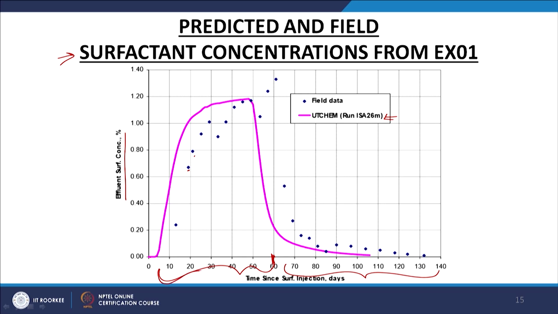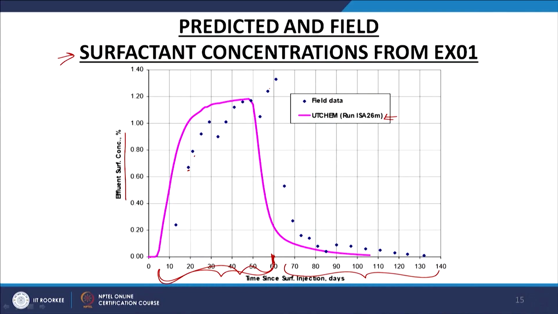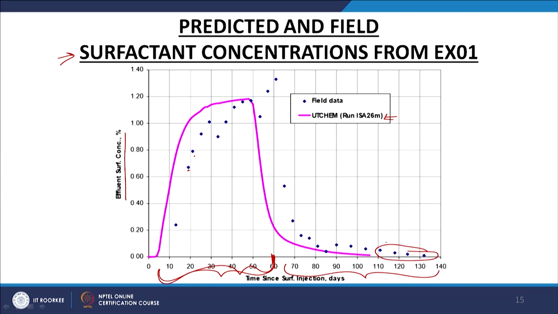Initially you have only the surfactant, and I think the surfactant flooding was done for around 57 days. So you see relatively higher concentrations, and then once you stop that flooding and use just water, that is why you see the concentration of surfactant drop. This is just the residual concentration of the surfactant that is present in the system. So let us move on.